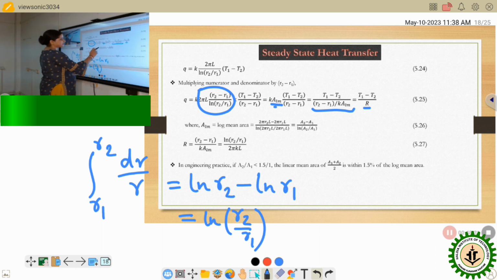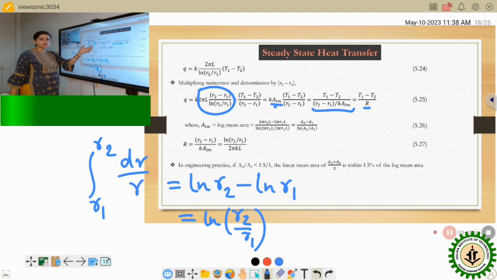Log mean area is nothing but 2 pi R2L minus 2 pi R1L divided by ln of 2 pi R2L divided by 2 pi R1L. I am just putting 2 pi L within it. If I simplify it, it becomes A2 minus A1 divided by ln A2 by A1. So the resistance, capital R, is small r2 minus small r1 divided by K ALM, or if I break ALM here, I'll get ln r2 by r1 divided by 2 pi KL.